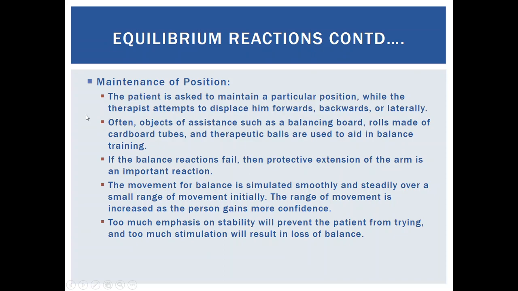If the balance reaction fails, then protective extension of the arm is an important reaction. So while they're losing balance, often we try to have our arms wide apart in order to have a certain sense of balancing. Then the movement of balance is stimulated smoothly and steadily over a small range of movement initially, and then the range of movement is increased as the person gains more confidence.